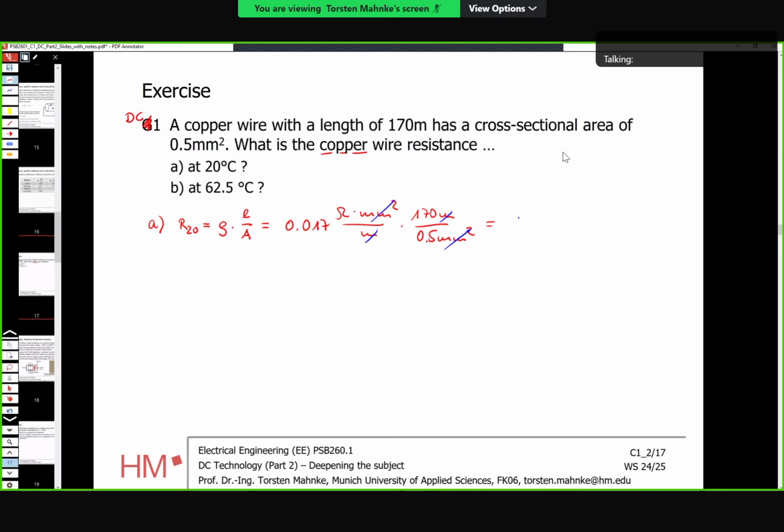And the value was again? 5.78 ohms. Okay. Now let's wait for maybe 2 more minutes. Maybe somebody will come up with a solution to B. You have one? So you have 5,780 times 10 to the power of 3.